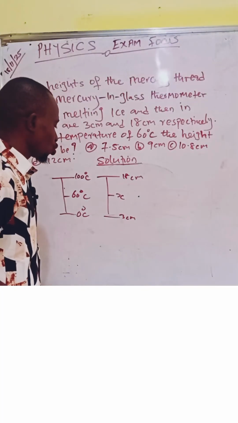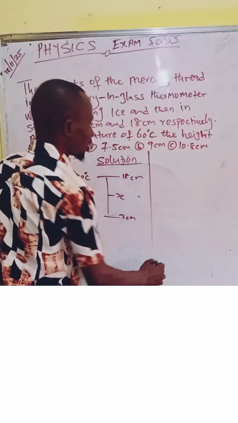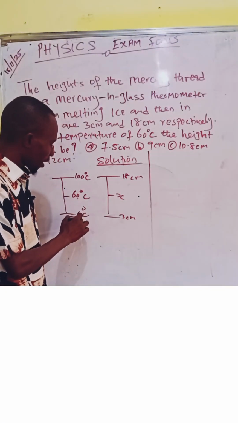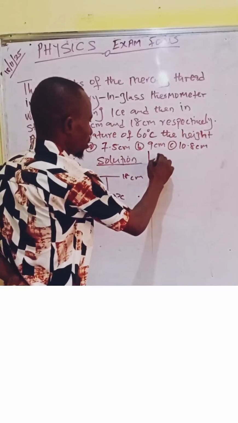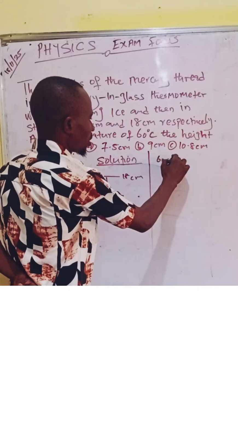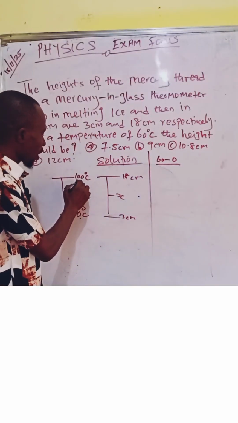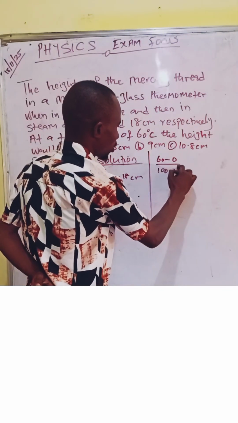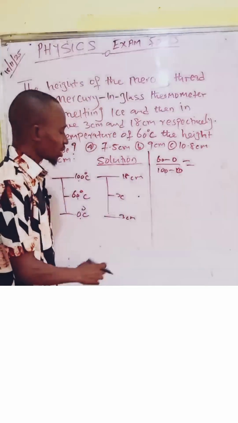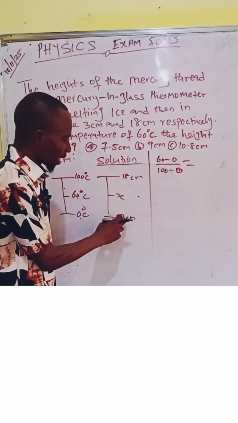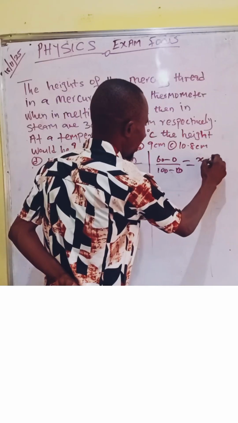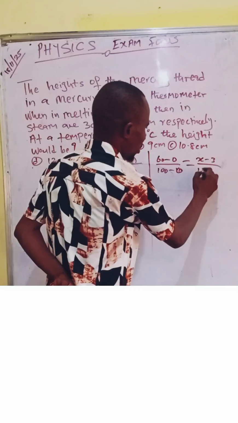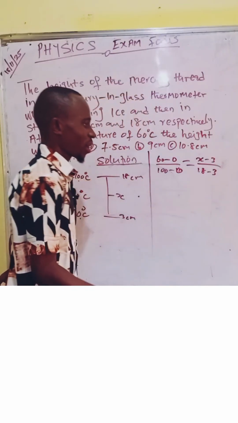Good. The next thing we are going to do is apply a simple principle which goes like this: 60 minus 0 divided by 100 minus 0 equals, the same principle here, x minus 3 divided by 18 minus 3, right?